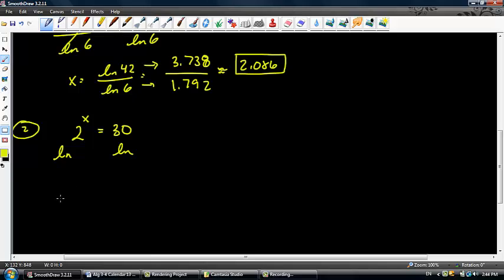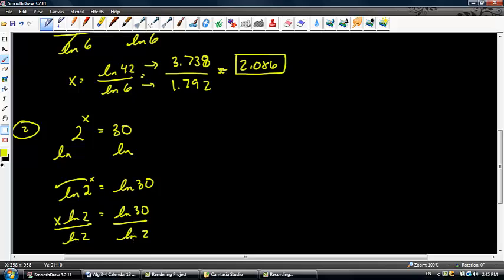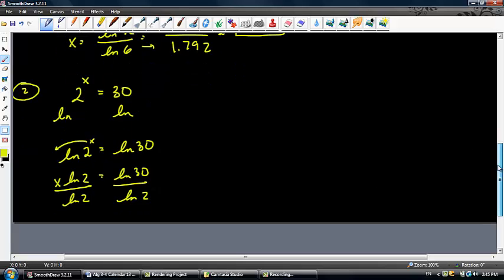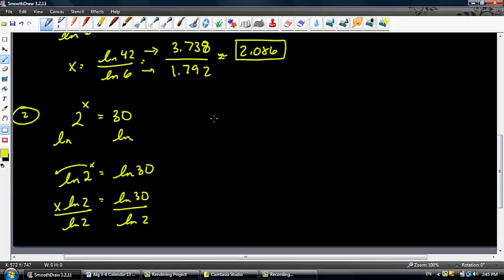So what I'm going to end up with is the natural log of 2 to the x equals the natural log of 30. Again, I'm going to bring this x down. So I get x ln 2 equals ln 30. I'm going to divide by ln 2. Again, people tend to get a little bit confused. Remember, natural log of 2 is a number. We just haven't figured it out yet in our calculator. So x is equal to the natural log of 30 over natural log of 2. Now I've got to figure these out individually.